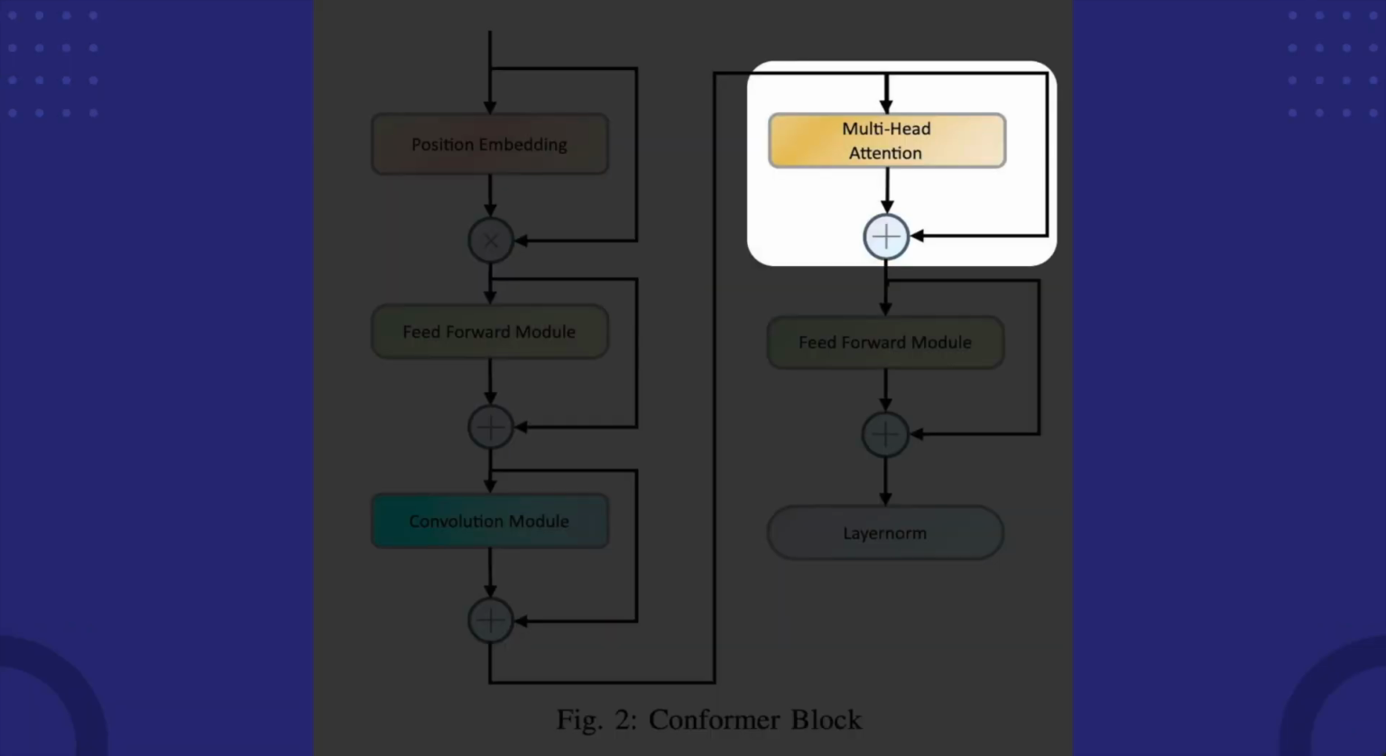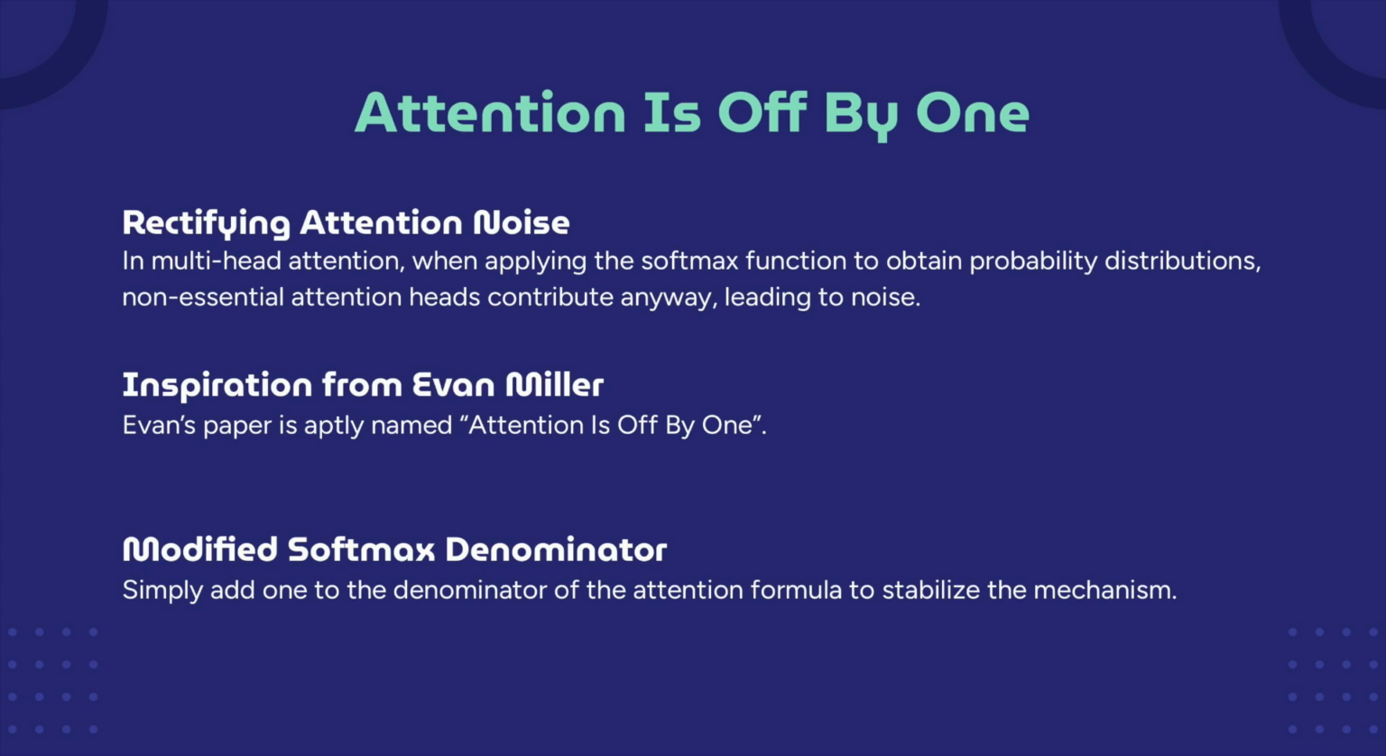Let's go back to the multi-head attention component for a moment to discuss another improvement made. In multi-head attention mechanisms, forcing every head to contribute can lead to excessive noise, affecting model performance. DefectHunter introduces an innovative solution to this problem. The attention mechanism adjustment is inspired by Evan Miller's concept of "attention is off by one", where he finds that unnecessary head contributions can lead to inaccuracies. He proposes a fix which is used by DefectHunter.